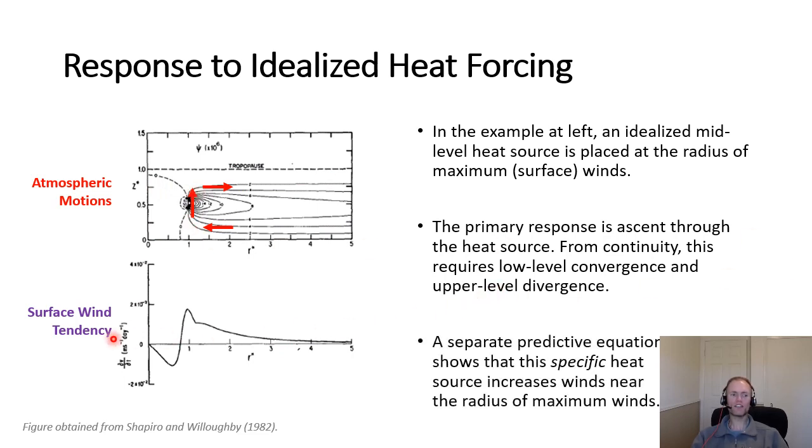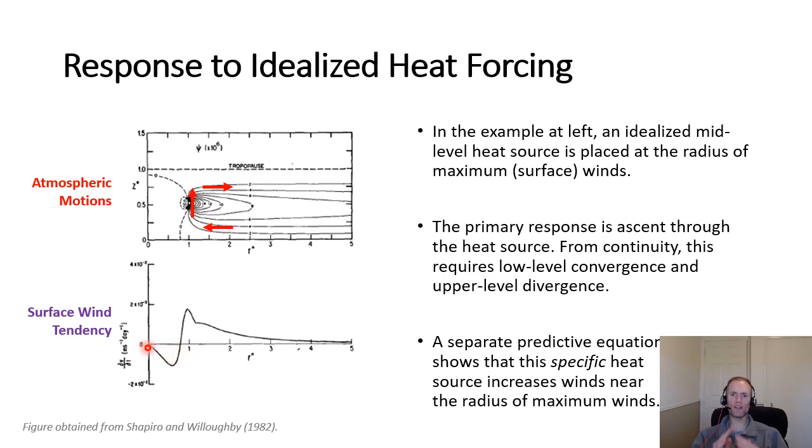We can then take a predictive equation, not the Sawyer-Eliassen equation, but one that we can generate from the Sawyer-Eliassen equation framework, to diagnose the surface wind tendency in terms of meters per second per day. Positive values indicate an increasing wind speed, negative values indicate a decreasing wind speed. So for this particular heat source, halfway between the tropopause and the surface at the radius of maximum winds, you increase the wind speed the most at and just on either side of the radius of maximum winds. You increase it less so as you go to larger radius, and then as you go toward the center, you actually reduce the wind speed.